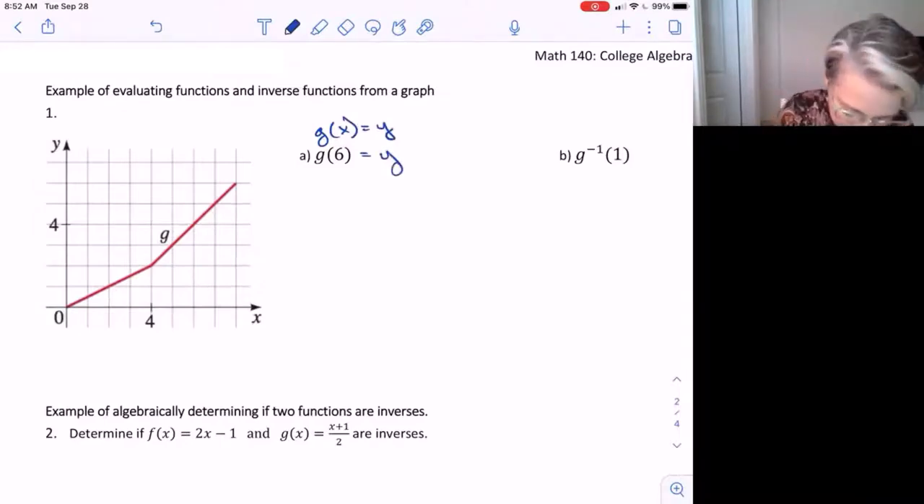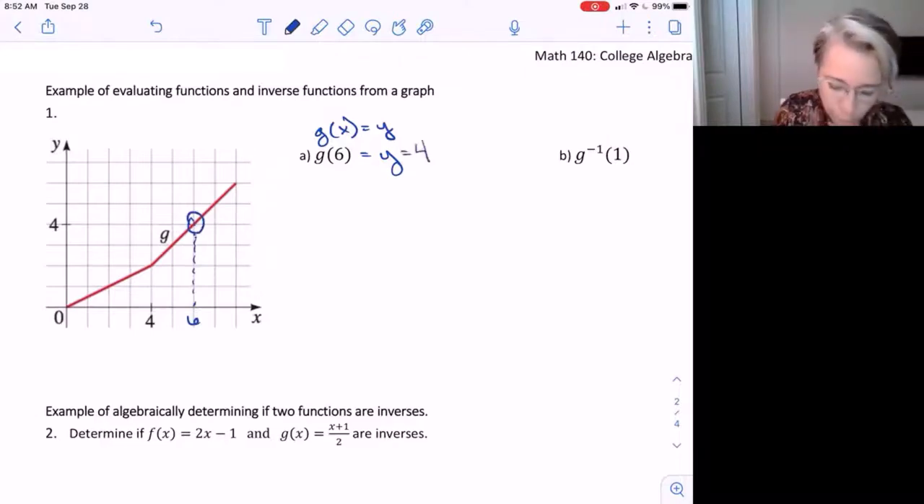Well, if x is 6, that would be right here. We can move up and we find that the y value is 4. So g of 6 equals 4. That tells us we have the point (6, 4) on g.